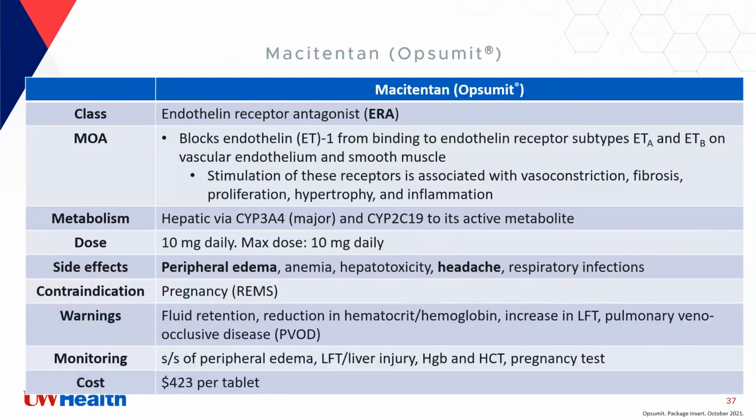To talk a little bit about macitentan as a medication, it is an endothelin receptor antagonist. It blocks endothelin 1 from binding to endothelin receptors on the vascular endothelium of smooth muscle, and it causes vasodilation. There are also some drug-to-drug interactions. However, compared to riociguat, this is once daily dosing.